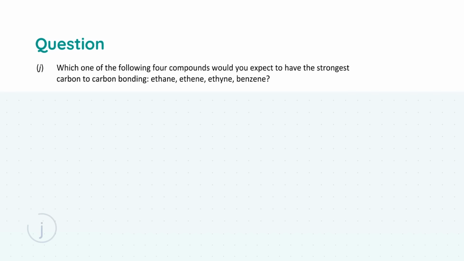So moving on to the next question here, we're being asked, which of the following 4 compounds would you expect to have the strongest carbon-to-carbon bonding? And then we're given the four compounds that we're looking at. So we have ethane, ethene, ethyne, and benzene. So let's get straight into the answer.